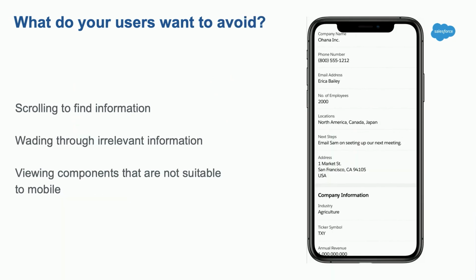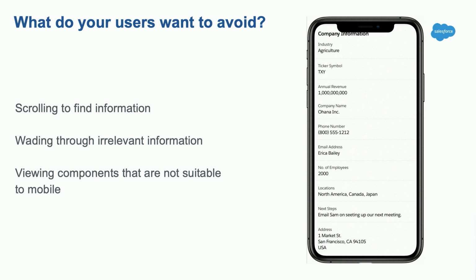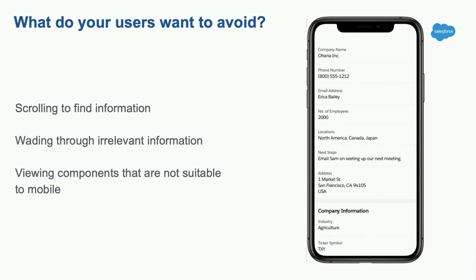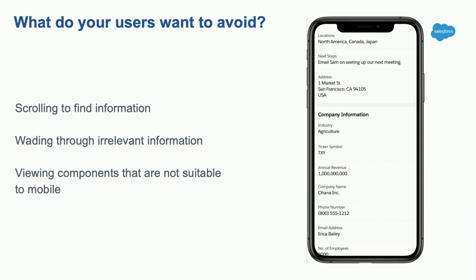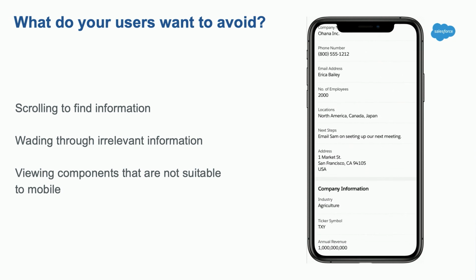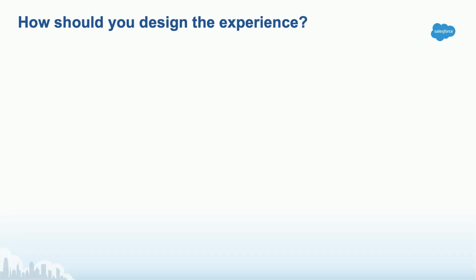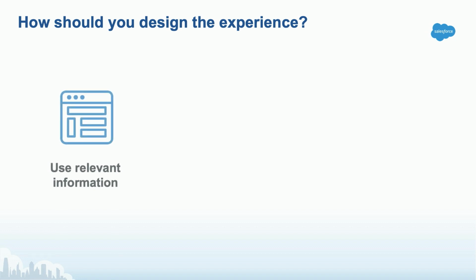This is what your users don't want. They don't want to be scrolling to find the information they need. They don't want to be wading through a ton of irrelevant data. They don't want to be viewing components that are not suitable to the mobile device. So how do you design the mobile experience to reflect these needs? The first is use only relevant information. Do not use information that is irrelevant to that specific user type.